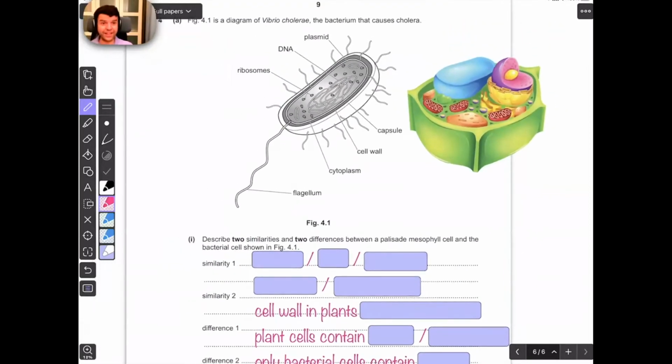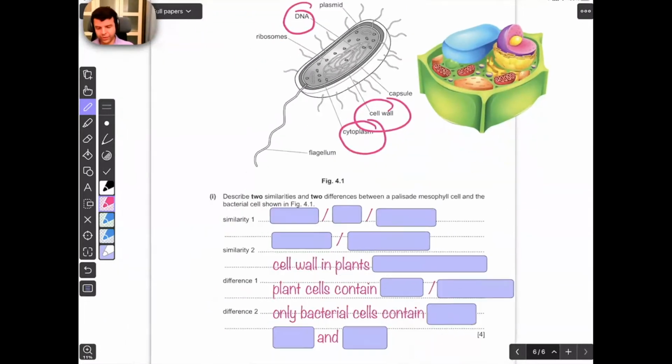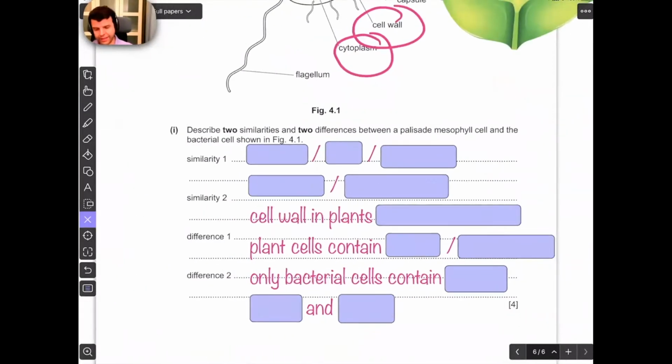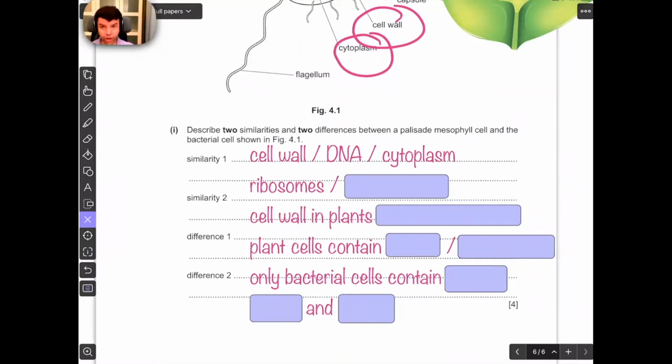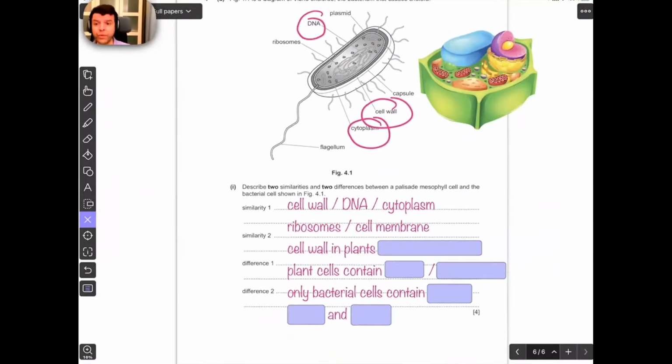Similarities. They made it easy, really. They gave you the things. So I'll say similarity would be what? Cell wall. Similarity would be DNA. Similarity would be like cytoplasm. Those are all common, right? So I would say things like cell wall, DNA, cytoplasm are all common. Ribosomes, even the cell membrane is also common, okay?